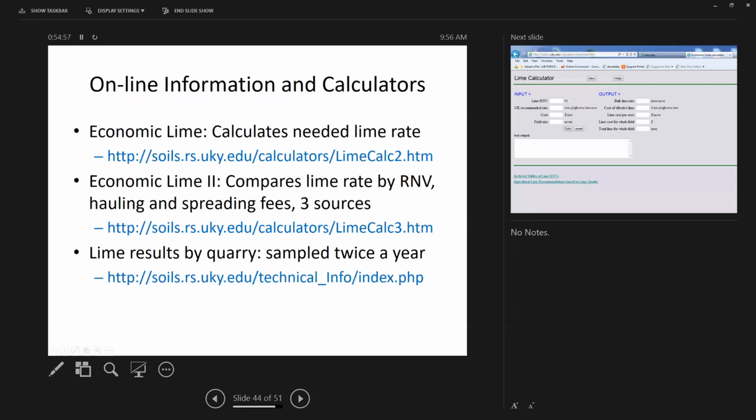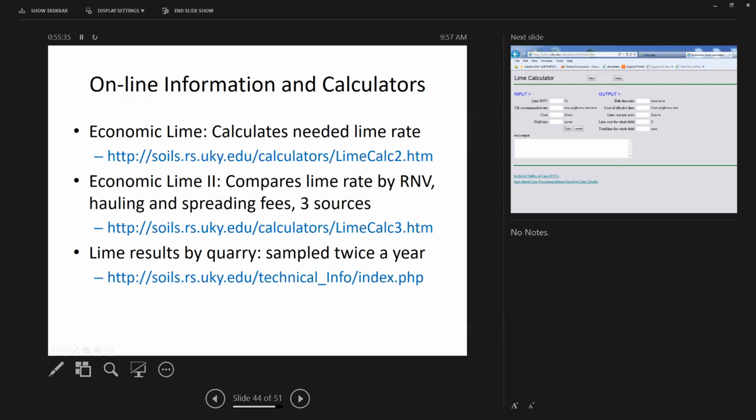So some online information. Frank Sikora's done a real good job. I did not click on these, but I think the links are still active. There's Economic Lime, the calculator that calculates what your lime rate is. If you submit it to AGR1, it's going to give you the number. However, if, okay, I was going to grow corn, but now we're going to grow alfalfa, you can plug it in, or you can go to AGR1. There's the Economic Lime 2 calculator. Now we can compare lime, different sources, different rates.